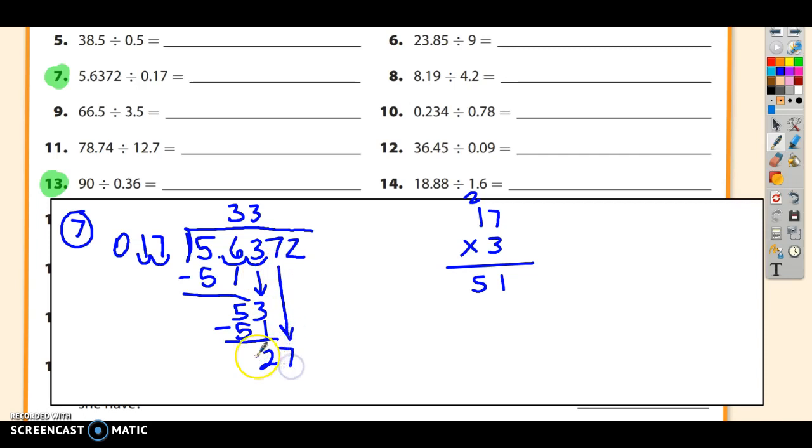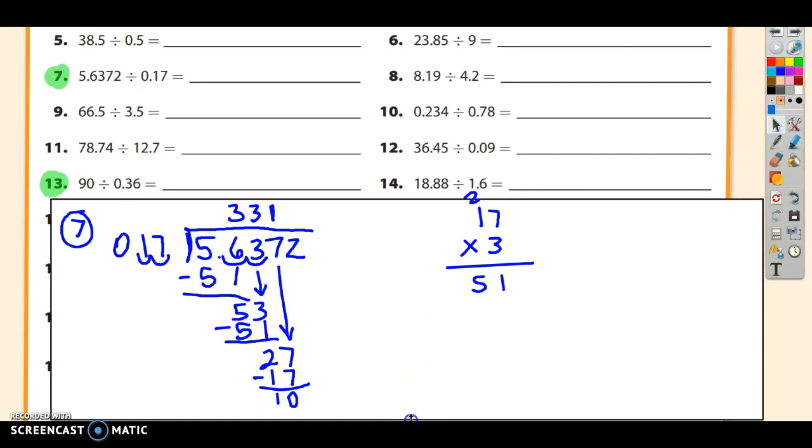Bring down your 7. 17 goes into 27 once. 1 times 17 is 17. Get a difference of 10. I'm going to need to make my whiteboard longer. Pretty much out of space, but that's okay. 17 doesn't go into 10, so I drop my 2. And how many times does 17 go into 102?